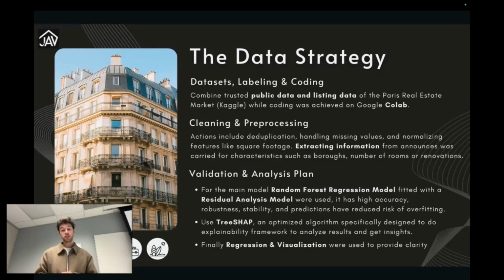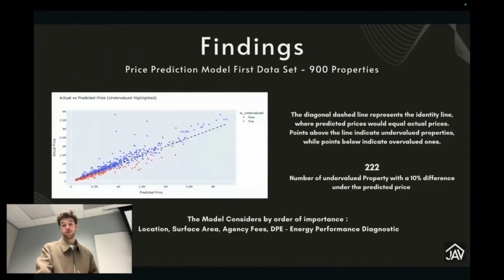We also used TreeShap. This is an optimized algorithm specifically designed for explainability frameworks to analyze the results, get insights and also present them to you. And finally, we also use regression and visualization to provide clarity and to make sure you understand everything we did properly. So if we run the model, what does it look like on the first try?